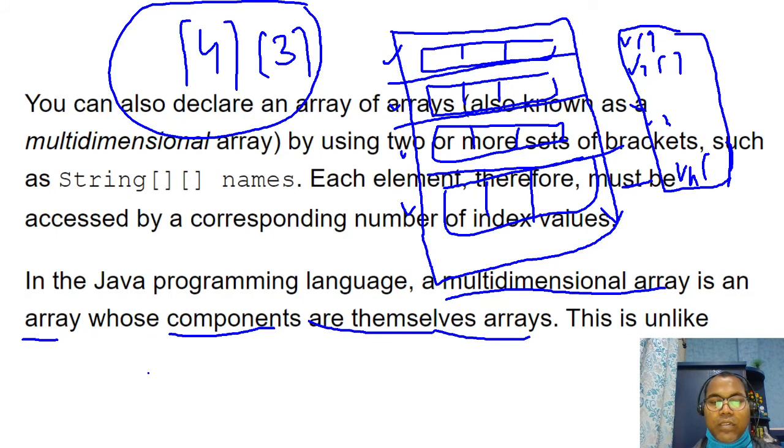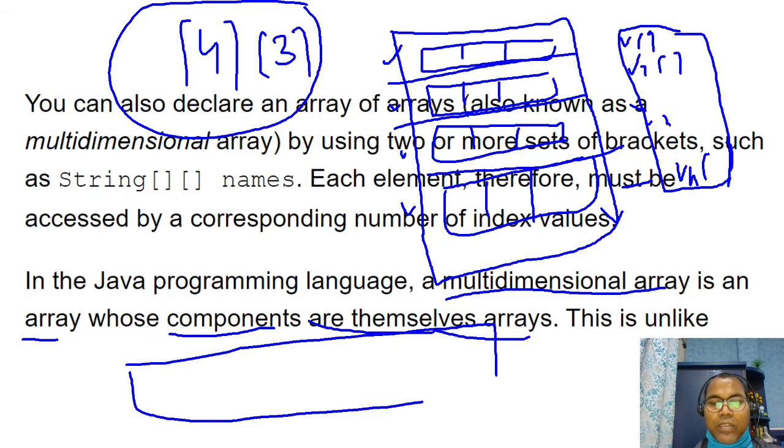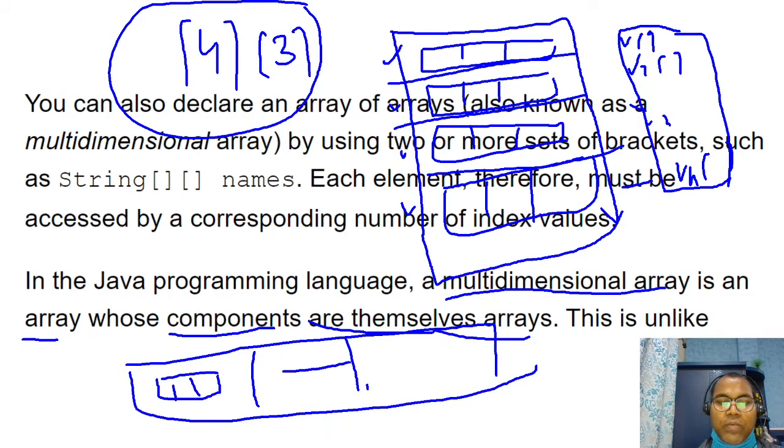Simple, it's an array. A multi-dimensional array is an array. What elements are they storing? The elements are themselves an array. Element itself an array. This is the multi-dimensional array. It's clear.